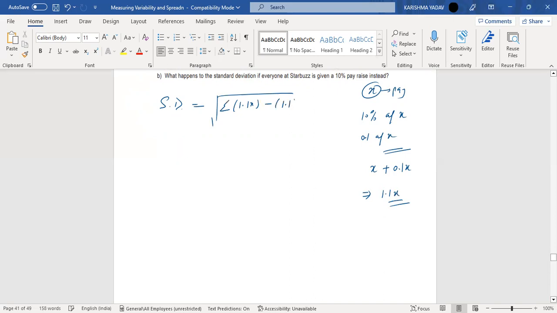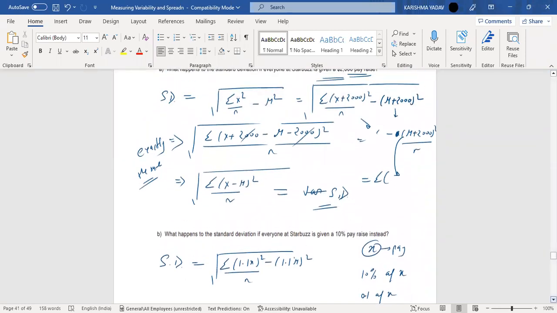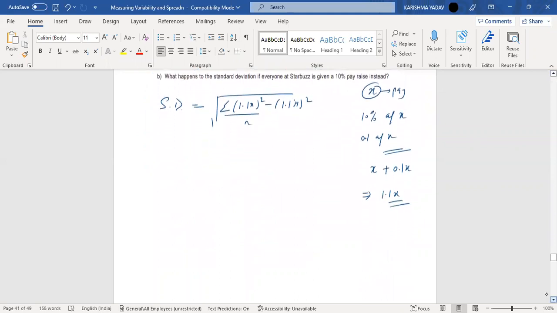1.1 mu's whole square divided by n, like in the previous case. In the previous case the pay was increasing by 2000, but in this case it is increasing by 10%. So we have the previous pay of x, and when it increases by 10%, it is 1.1x. So the total pay here is 1.1x. What will be the mu at this time? The mu at this time is 1.1 mu, and the value here is 1.1x whole square divided by n.